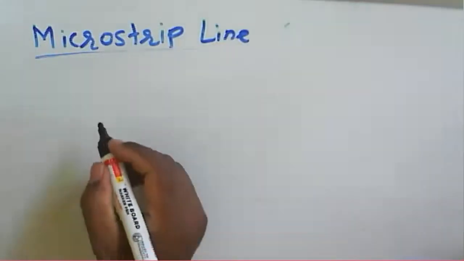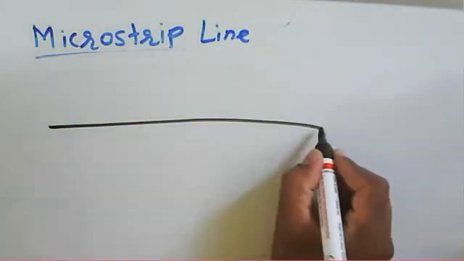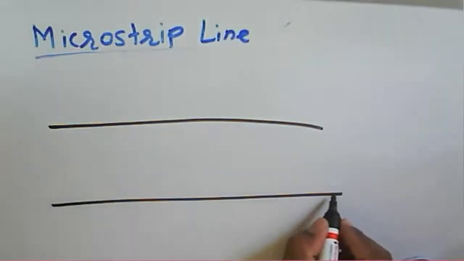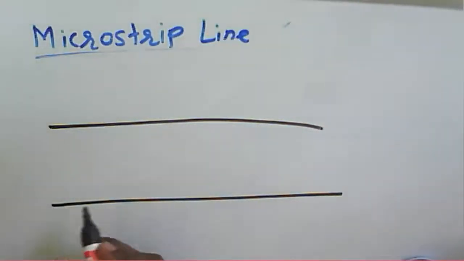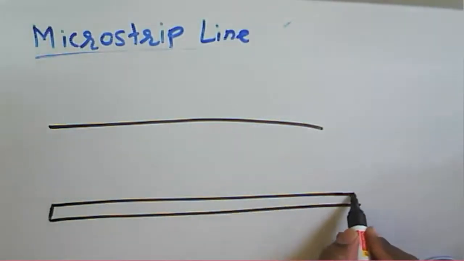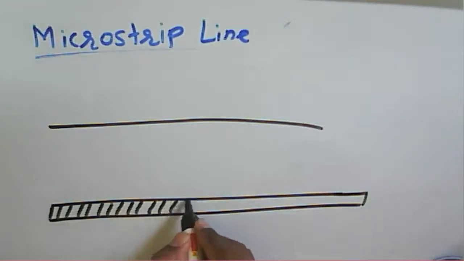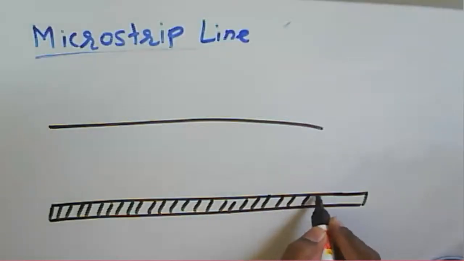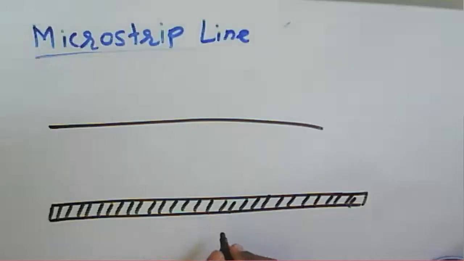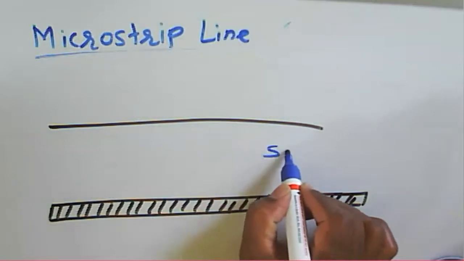Next, field distributions. Now, in a field distribution, we have a substrate. On one side of the substrate, there is a ground plane. And on this ground plane, this one is a substrate.